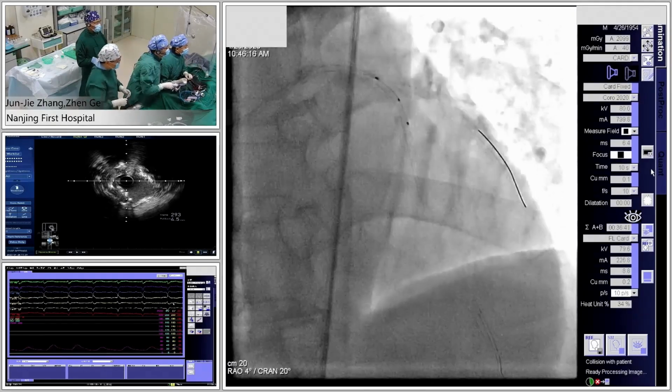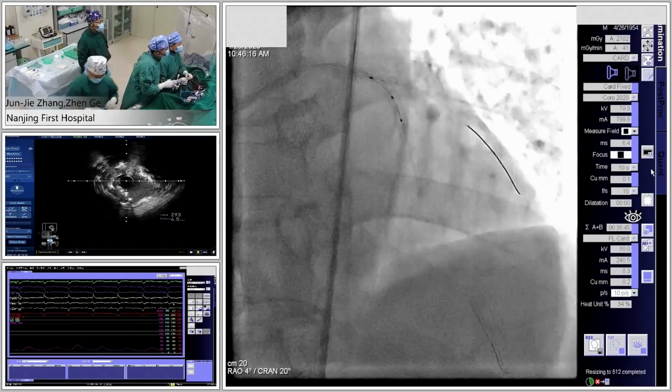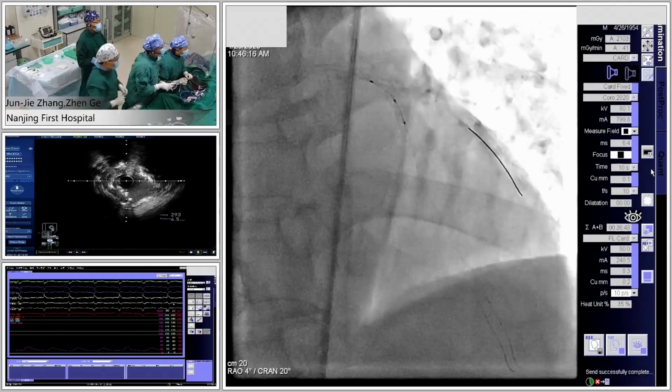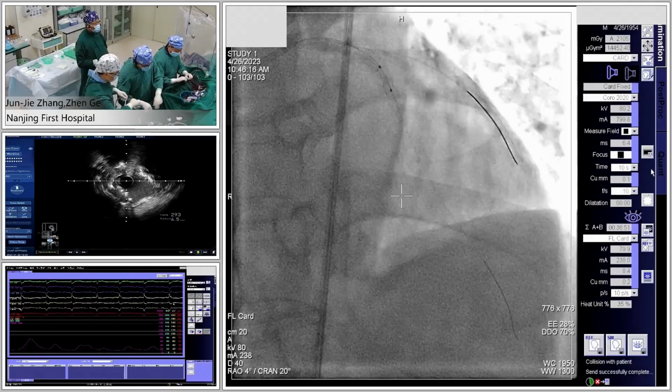So you can see we successfully crossed the 1.5 balloon. Okay. Still use a 2.0 balloon. 2.0 balloon, yes.